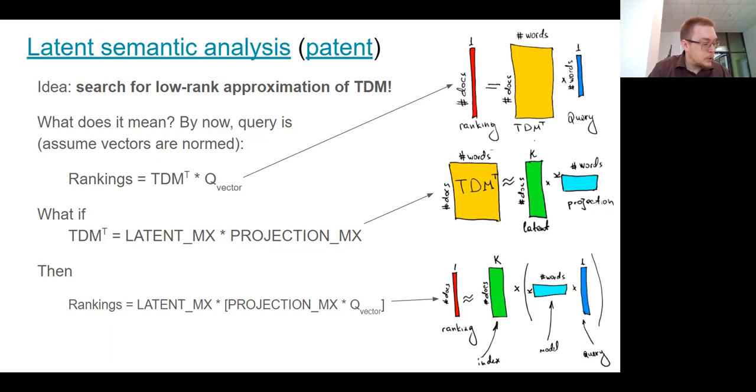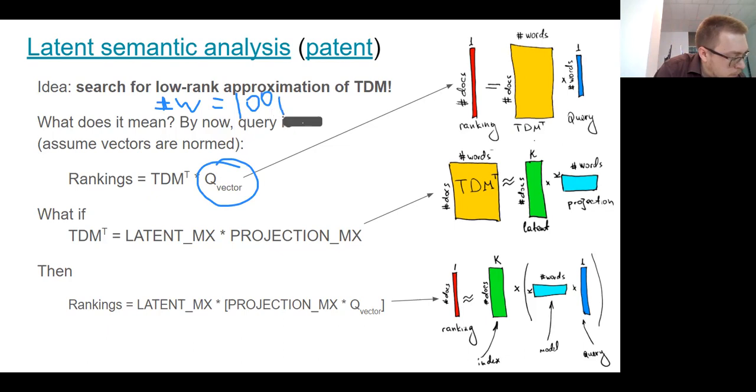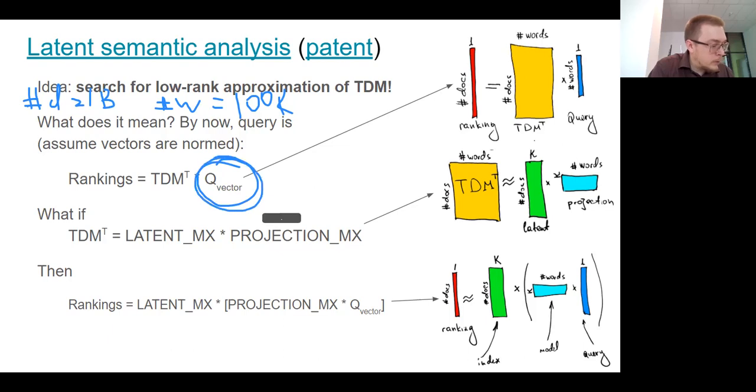So if we imagine there is the query vector in our usual lexical representation, let's fix some numbers. Let's fix that the number of words, you remember, is 100,000, and the number of documents is 1 billion. Okay, so we have the query vector, which is represented by a column vector, with all the words in the lexicon, and we put our words in the positions where they are meant to be.